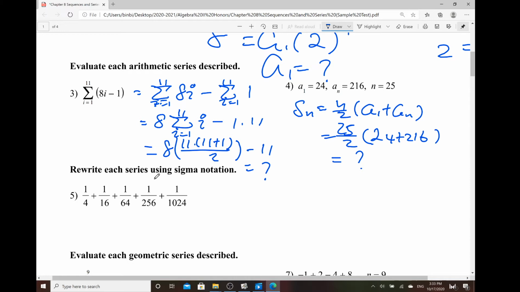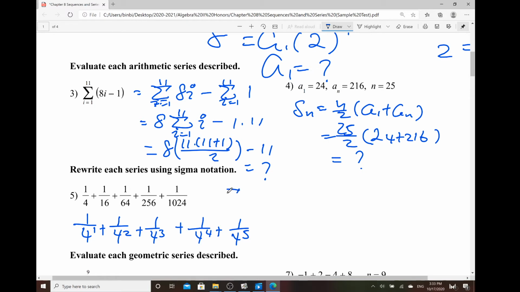And then rewrite each series using sigma notation. So this one is the structure of 1/4 to the first power plus 1/4 to the second power plus 1/4 to the third power, plus 1/4 to the fourth power, plus 1/4 to the fifth power. So you want to find out the commonality, so you can set up the recursive formula.